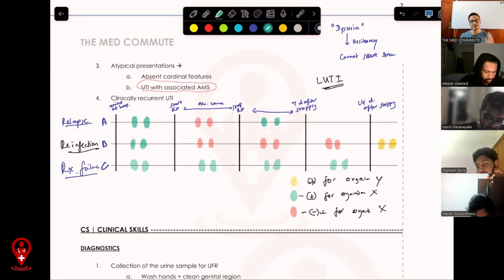All green. This is what we call treatment failure, guys. Is everyone crystal clear about relapse, reinfection, and treatment failure? Don't mix these three up. All good. Give me a thumbs up.